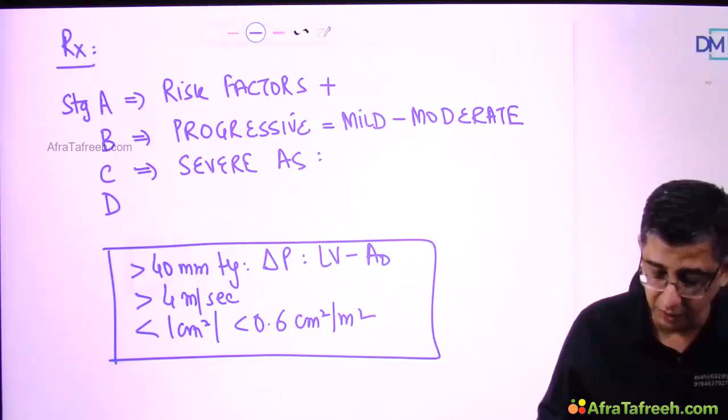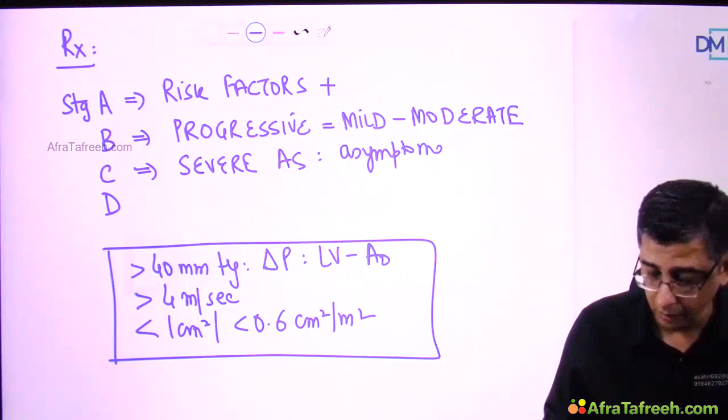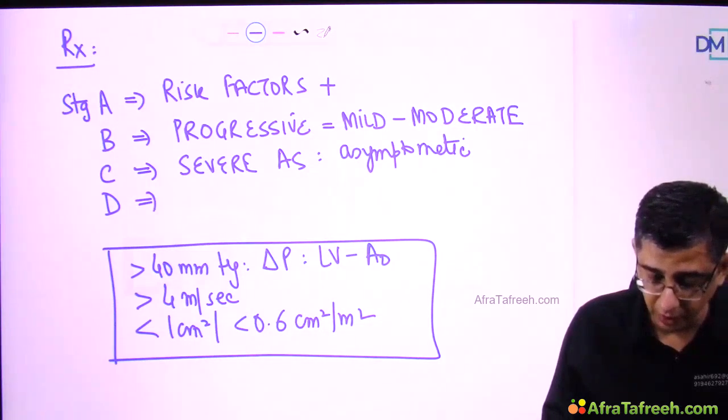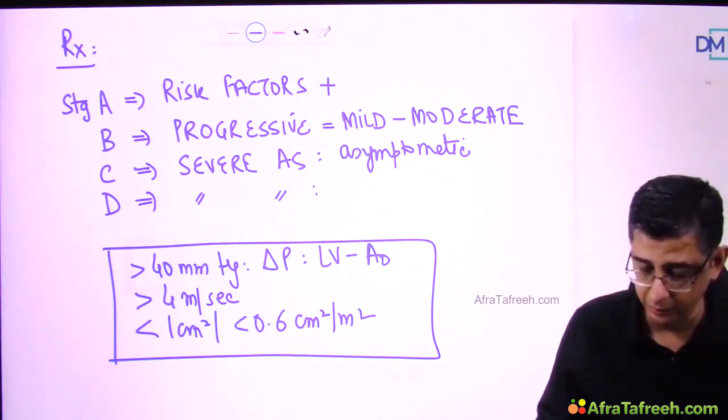You will say stage C when a person with severe aortic stenosis is asymptomatic, and stage D would be when you have a person with severe aortic stenosis and the patient is symptomatic.